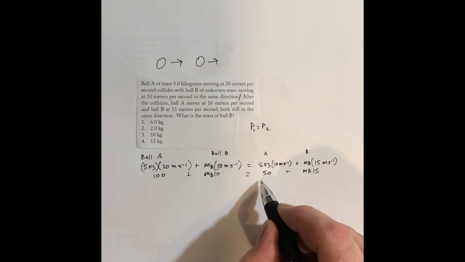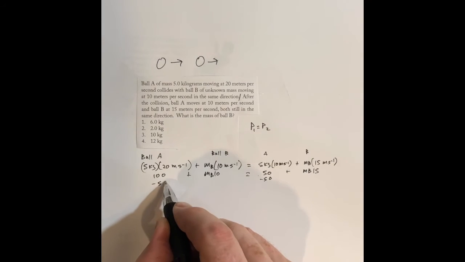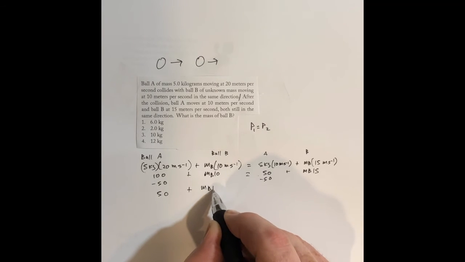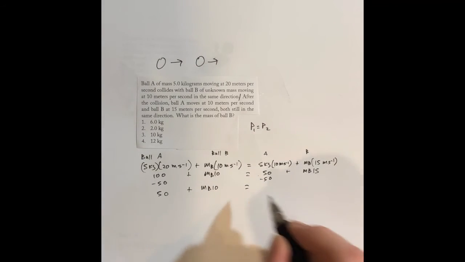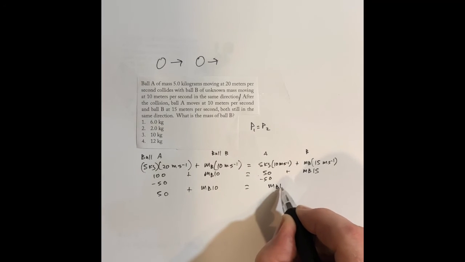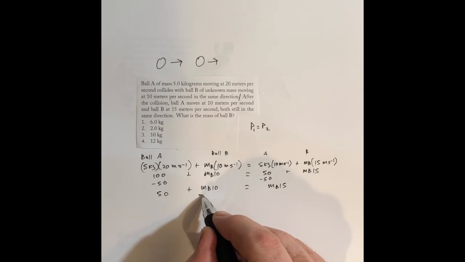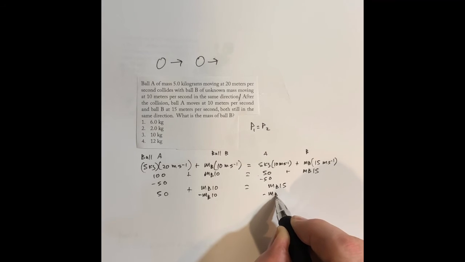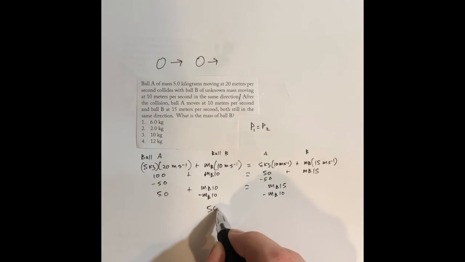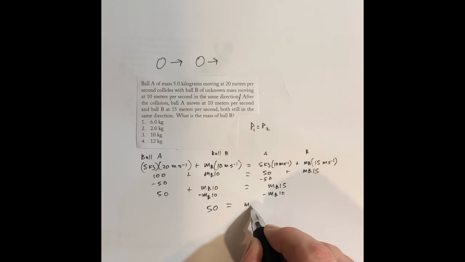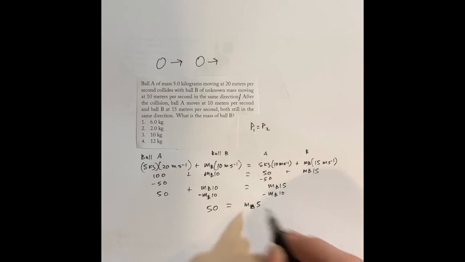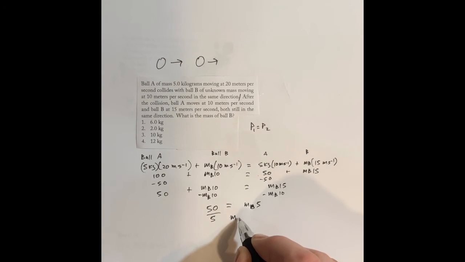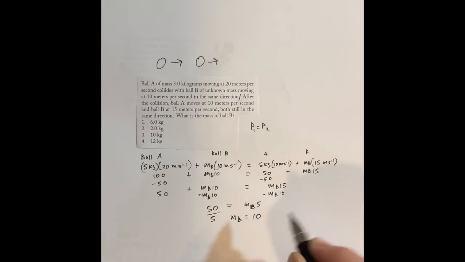Okay, so let's see if we can combine a few terms here. We'll move the numbers over to this side, negative 50, negative 50. So I know that 50 plus MB times 10 is equal to MB times 15. Okay, so let's get the MB over to the other side. I'll subtract this out on both sides. And we find out that 50 is equal to MB times 5, right? And then just divide out the 5. And so we know that the mass of B is equal to 10 kilograms.